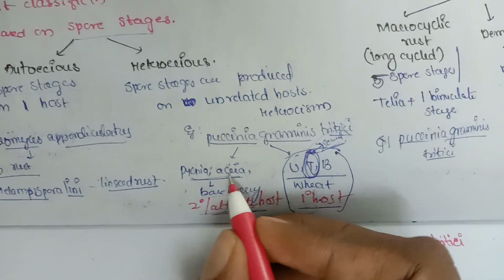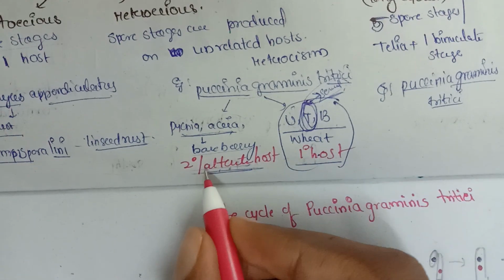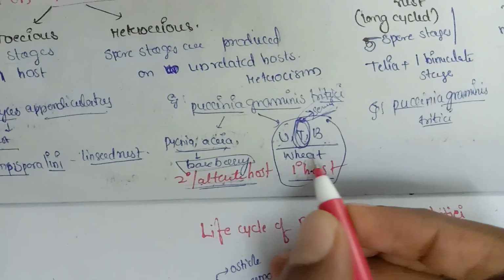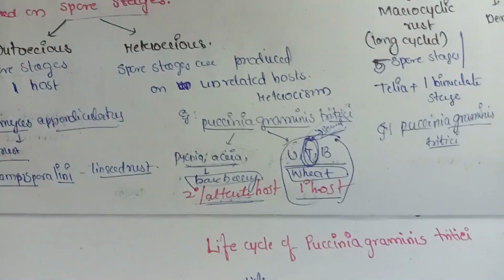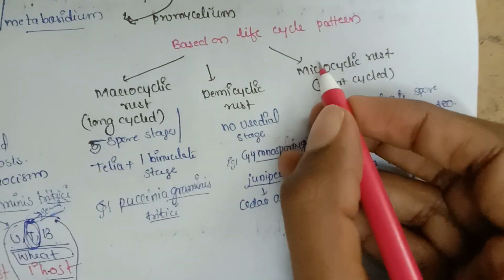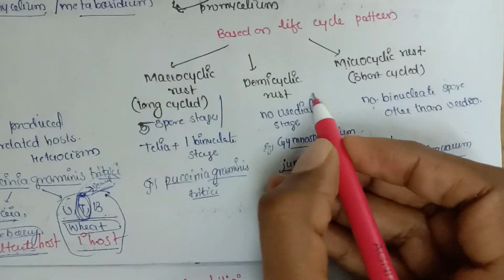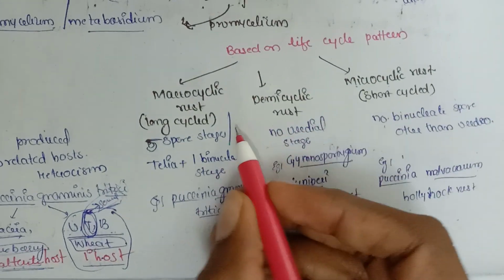Now pycnia and aecia are produced on the alternate host, that is barberry, and uredia, telia, and basidiospores are produced on the wheat host. And based on life cycle pattern, there are three types: macrocyclic, demicyclic, and microcyclic.